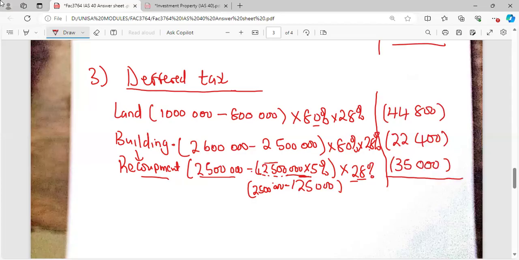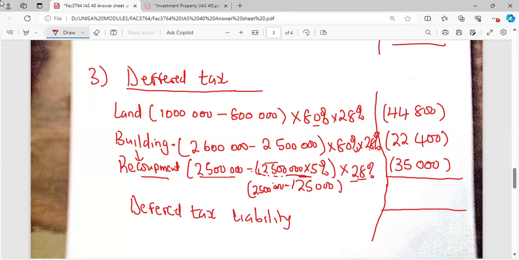So our deferred tax is going to be, they are all liabilities, am I right? So which means they are all deferred tax liabilities. So we just need to add now. Then we go and take it to the major components. How much are we going to have if we add?